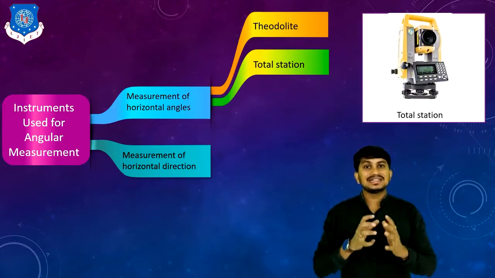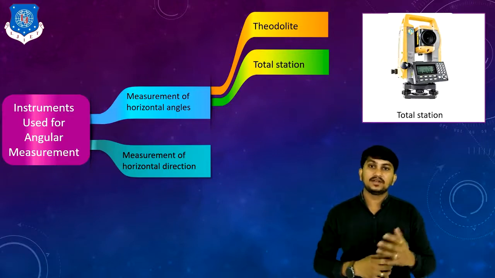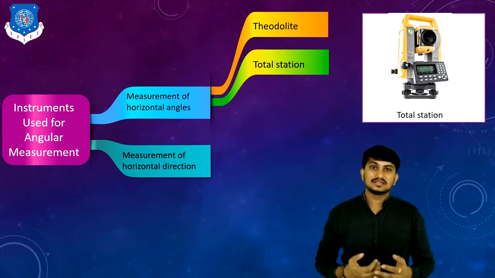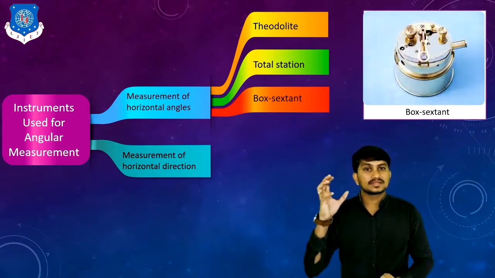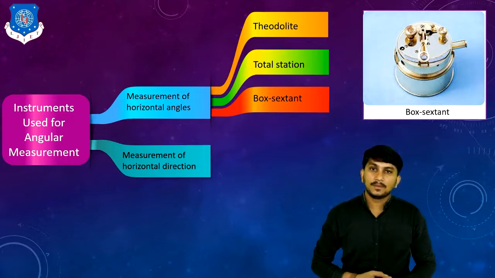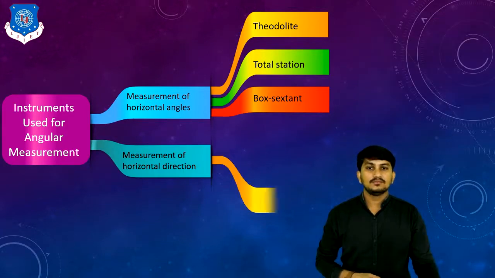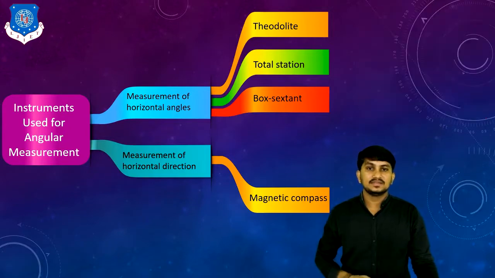This is the electronic distance measuring machine, which is used for measuring horizontal and vertical angles as well as distance. It is also used for measuring height or level of any ground. And the last is the box sextant. This is the old instrument which was used before. Now this instrument has become obsolete. For measuring horizontal direction, the magnetic compass is used. In this chapter we will discuss this magnetic compass.